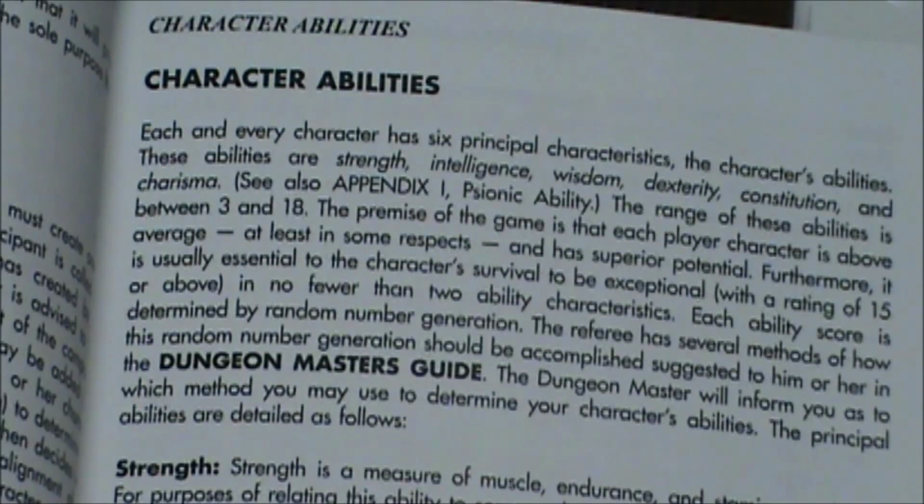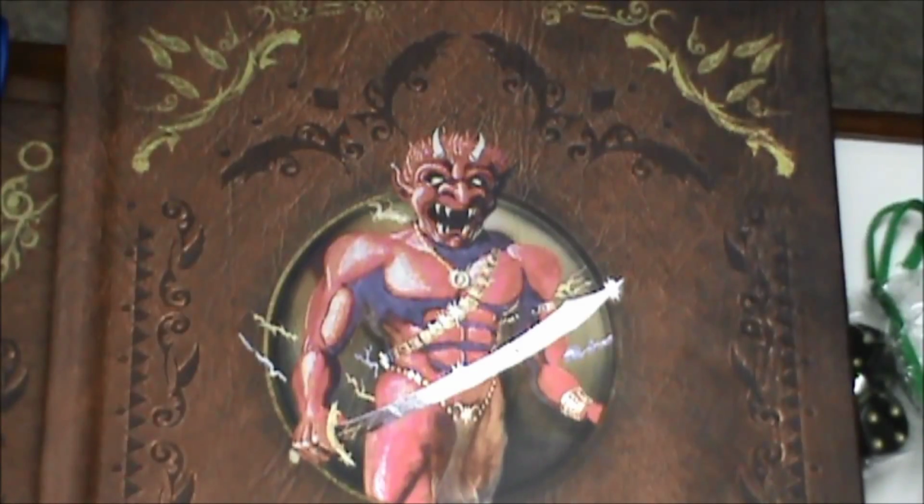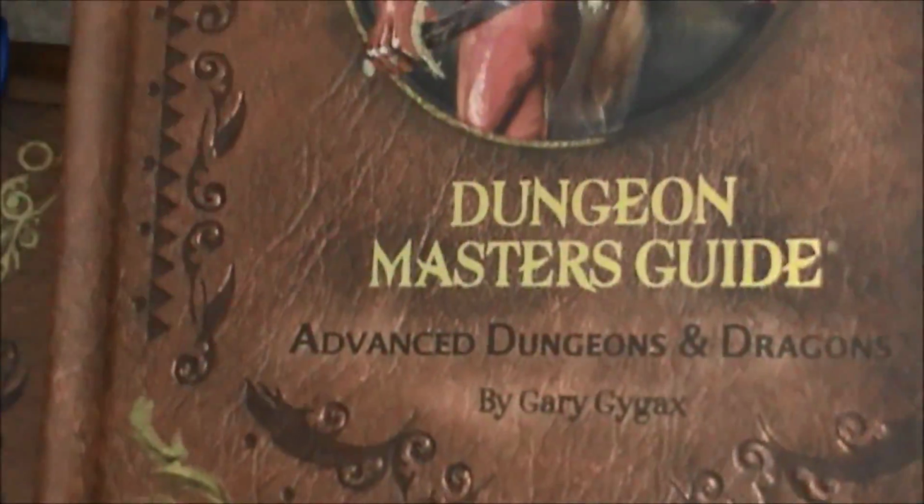And how do you generate these numbers? Well, it says the referee has several methods on how random number generation should be accomplished. And so you didn't know. In the player's handbook, it wasn't there. You needed to follow the method that your dungeon master said was going to be used for his or her game. Well, here we need to jump into the Dungeon Master's Guide and see if we've got some information on how to generate character abilities.